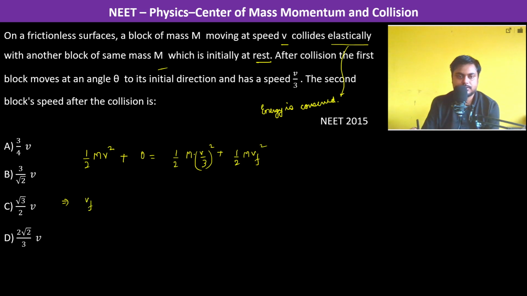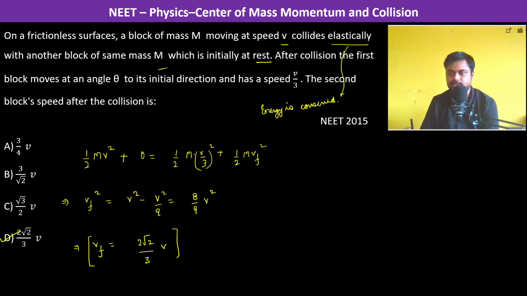So therefore very easily we can see that v final square is equal to v square minus v square by 9, which is 8 by 9 v square. So therefore v final is equal to root of this, so 2 root 2 by 3 into v. So therefore the correct answer is D. Thank you.